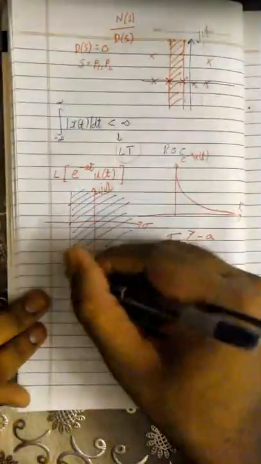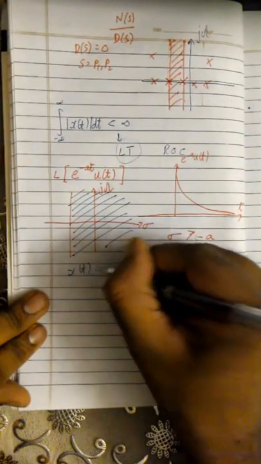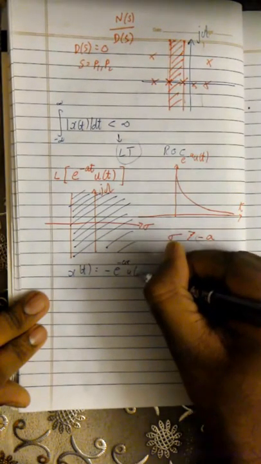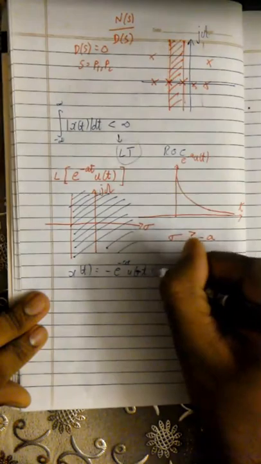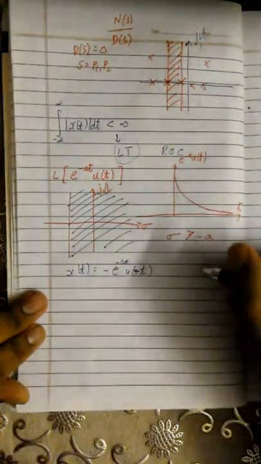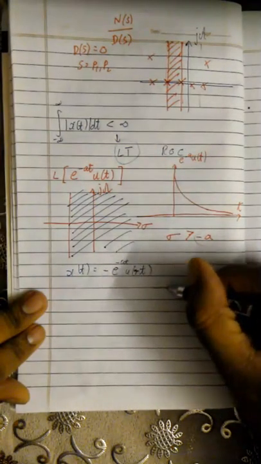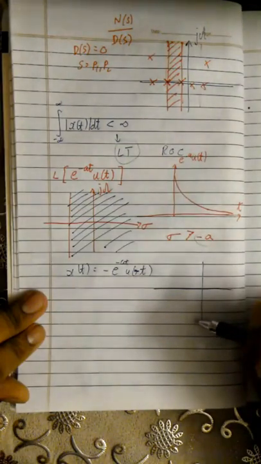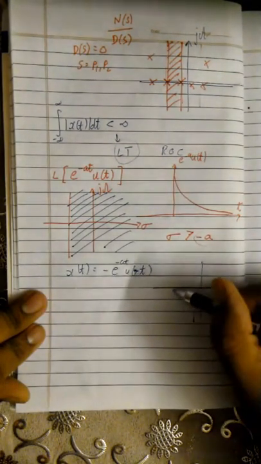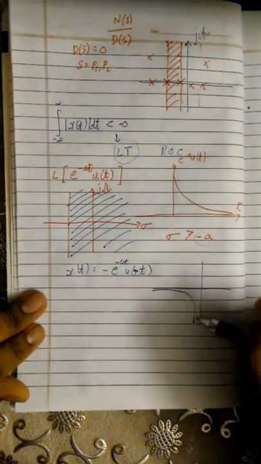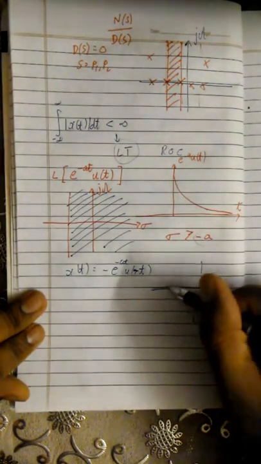If you remember, there the value of x of t is given as minus e raised to minus at u of minus t. This is the problem that you did, the second problem. If you look at the graph, it looks somewhat like this. There's a minus sign over here, so whatever graph you get will be opposite. Because of the minus, the amplitude becomes negative. So this is the graph you get, something like this.